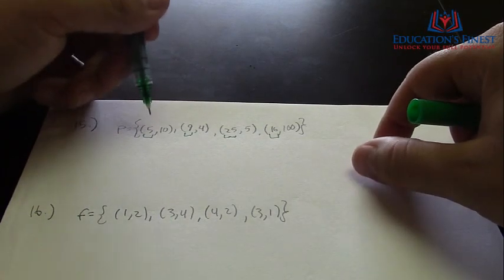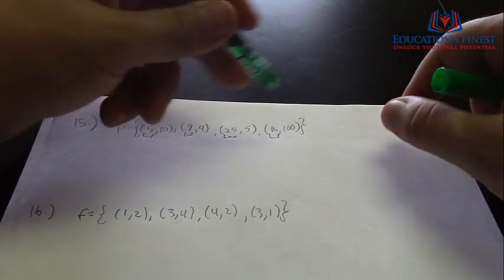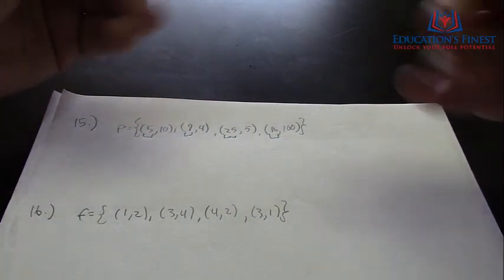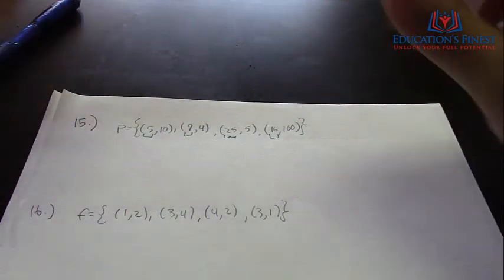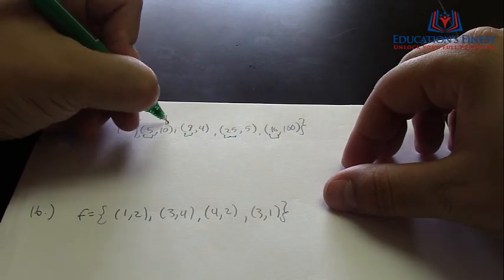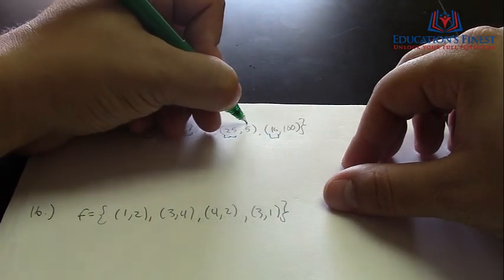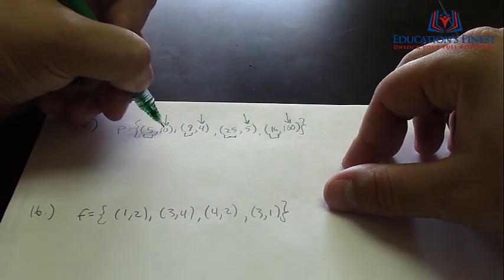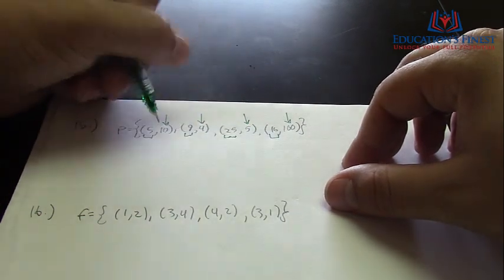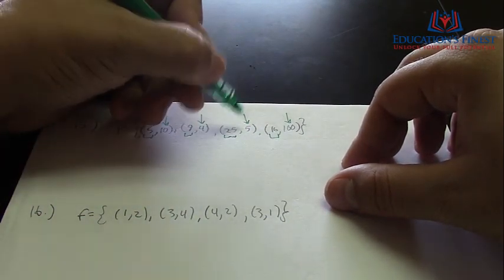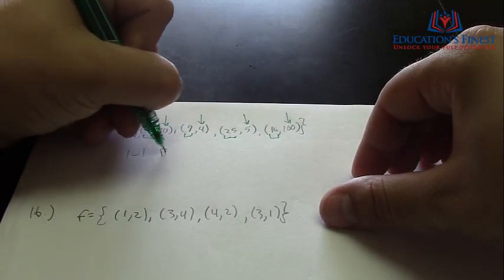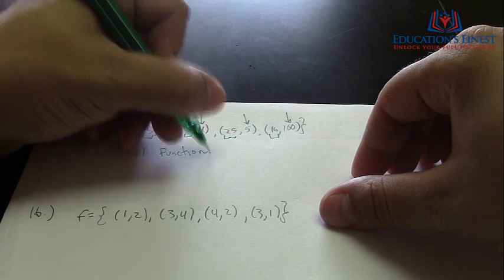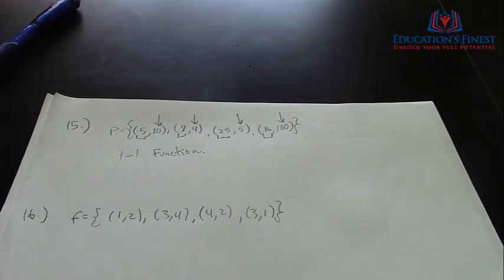and do any of them repeat? Meaning, are there 2 5s or 2 9s, etc.? No, they're all very unique numbers. That being said, it's a function, okay? That's it. If none of the x's repeat, it's a function. So to check if it's one-to-one, all you do is look at the y's. Do any of the y's repeat? 10, 4, 5, and 100? No, they don't. So in this case, it is a one-to-one function. That's it. Okay?